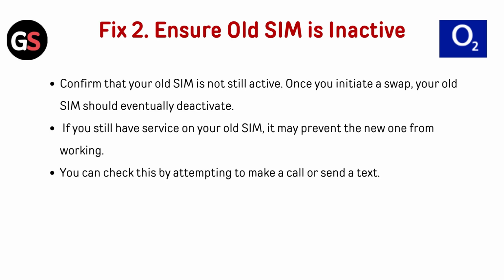Fix 2. Ensure the old SIM is inactive. Confirm that your old SIM is not still active. Once you initiate a swap, your old SIM should eventually deactivate. If you still have service on your old SIM, it may prevent the new one from working. You can check this by attempting to make a call or send a text.